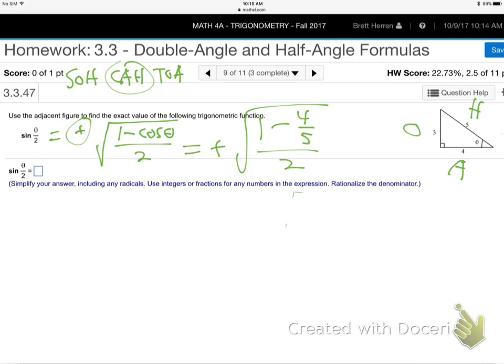So what do you do? What are you going to multiply by the 5? Because the 5 is the denominator. Everybody by 5. Is that good?